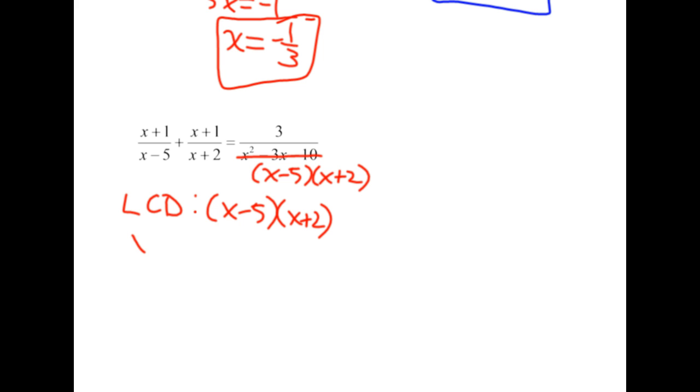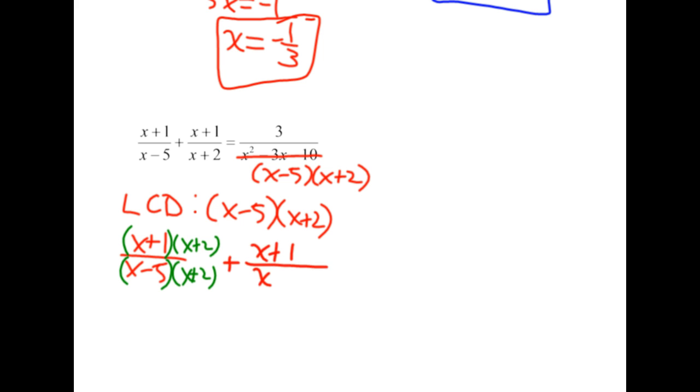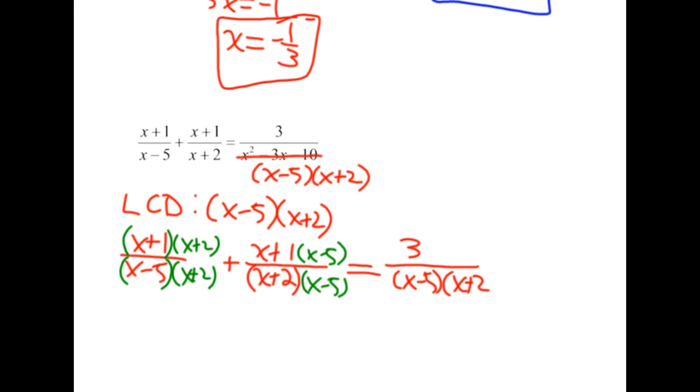All right, now, it's time to adjust. What does the first fraction need from that LCD list that it didn't have? Well, I think it needs an x plus 2. So I put an x plus 2 on the bottom, and I put an x plus 2 on the top. The second fraction needs an x minus 5. So I give him an x minus 5 on his bottom and an x minus 5 on his top. And the last fraction, if you look at him, he actually doesn't need anything. He's good to go. 3 over x minus 5 and an x plus 2.